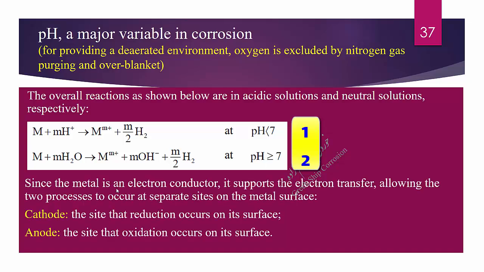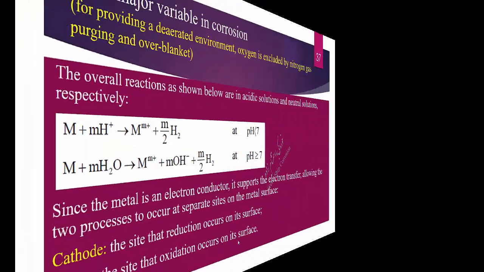Since the metal is an electron conductor, it supports the electron transfer, allowing the two processes to occur at separate sites on the metal surface. Cathode, the site that reduction occurs on its surface. Anode, the site that oxidation occurs on its surface.